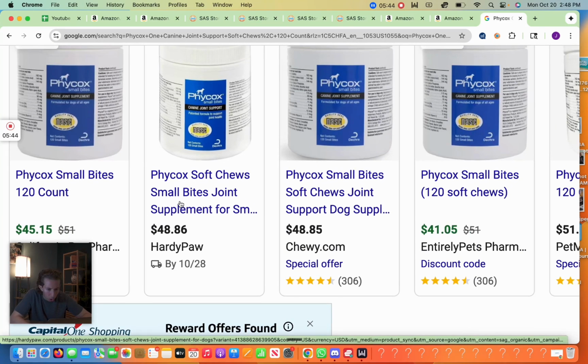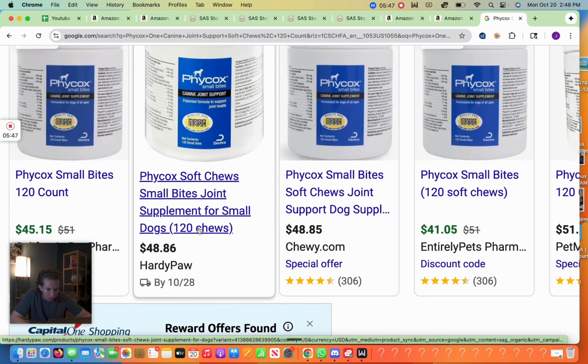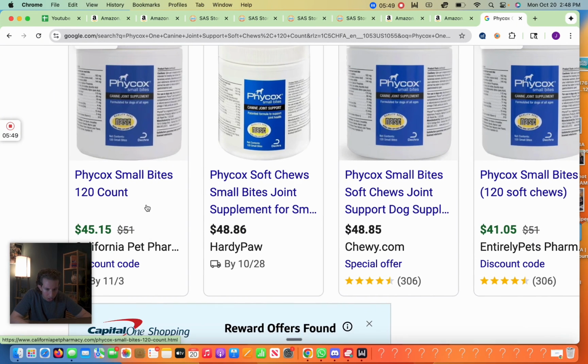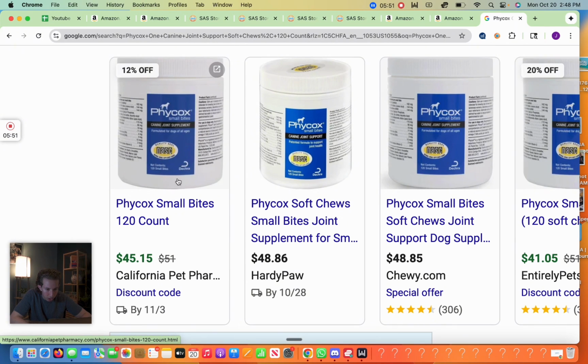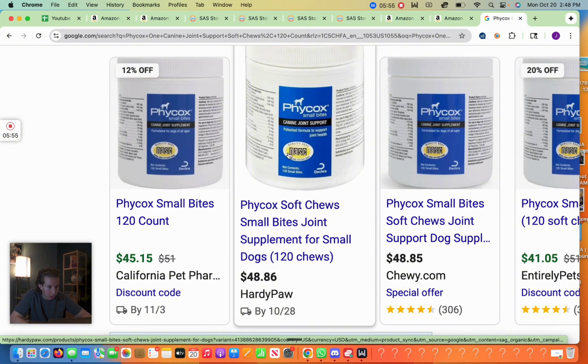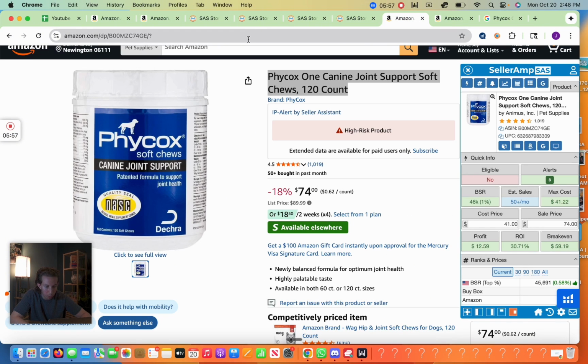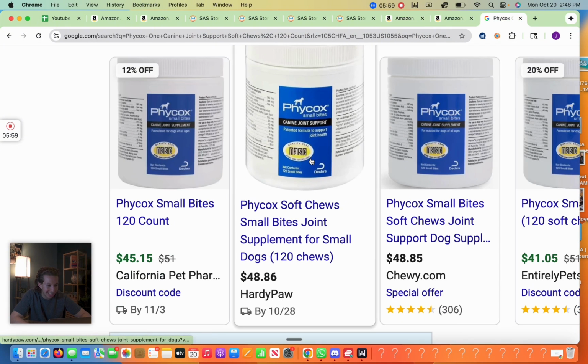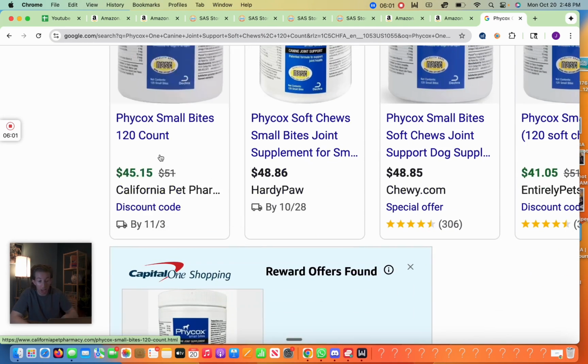All right, here we go. We got Hardy Paw. We have 120 chews. That's pretty good. We have this one, California Pet Pharmacy, 120 chews. It looks pretty good. So this one says canine joint supplement. This one says canine joint support. I'm not sure if they're different or not. I guess we have to ask the supplier, right?